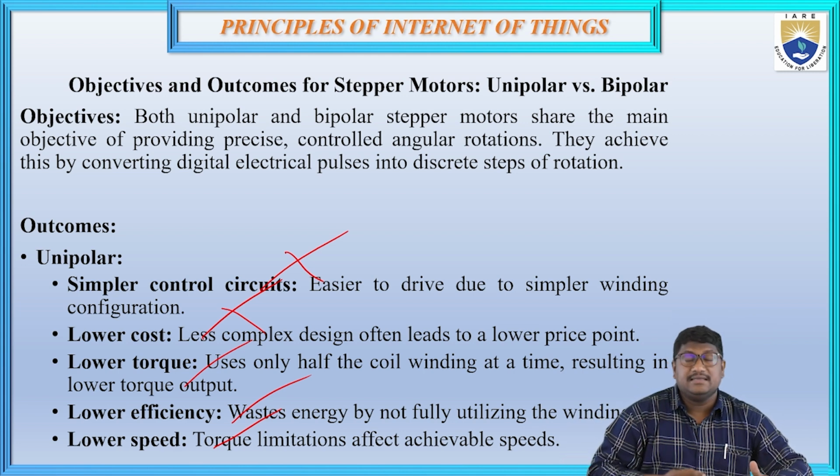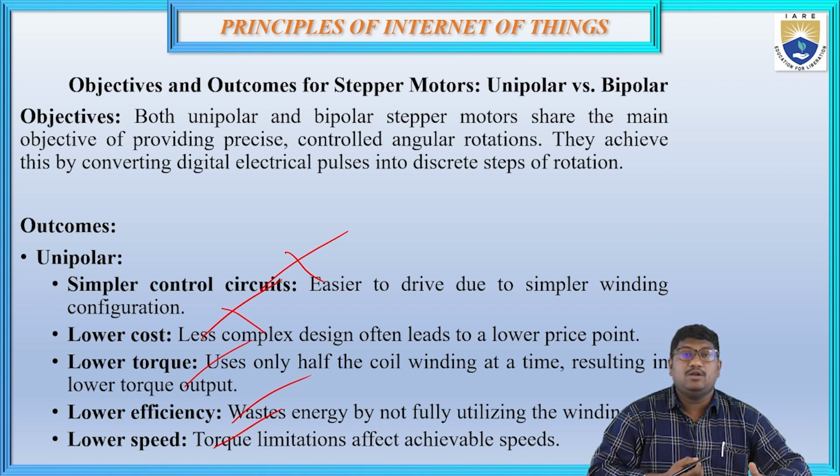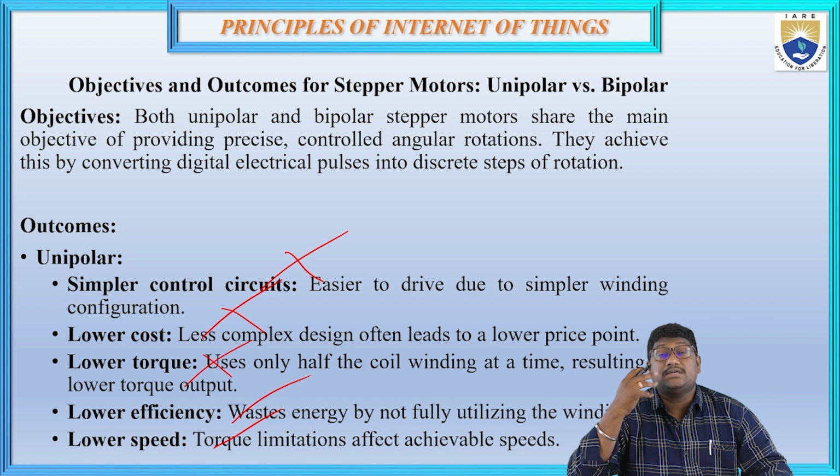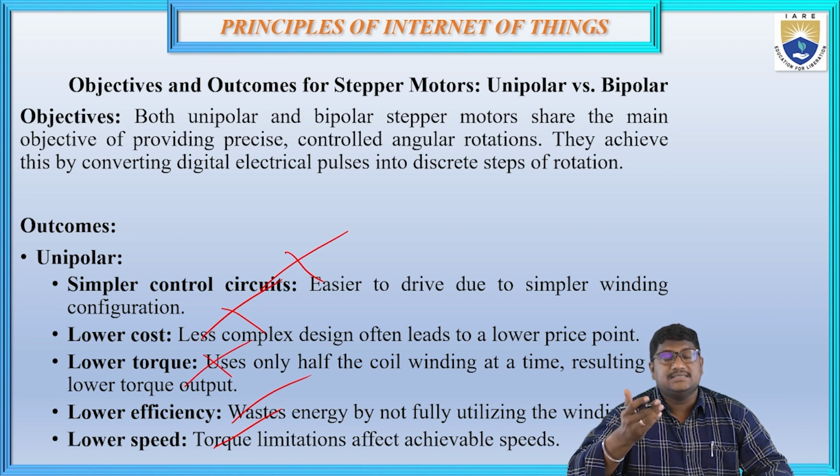For that purpose only, things are available at low cost. And the next one is low torque. Why low torque only? Why are we not getting high torque? Because in the coil winding used here, we are doing only half coil winding.